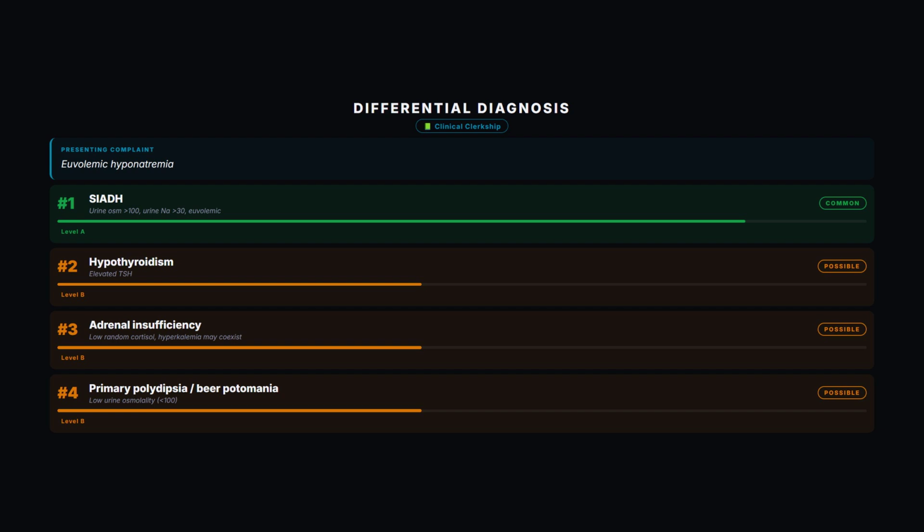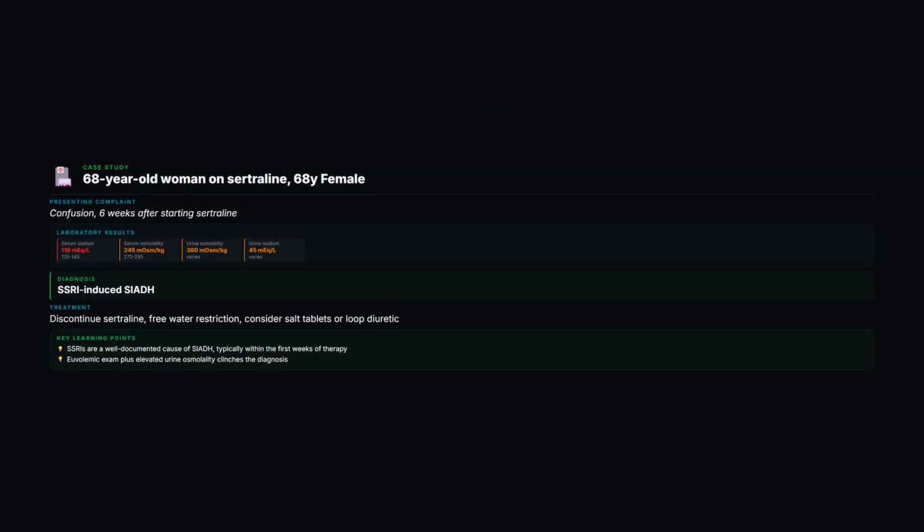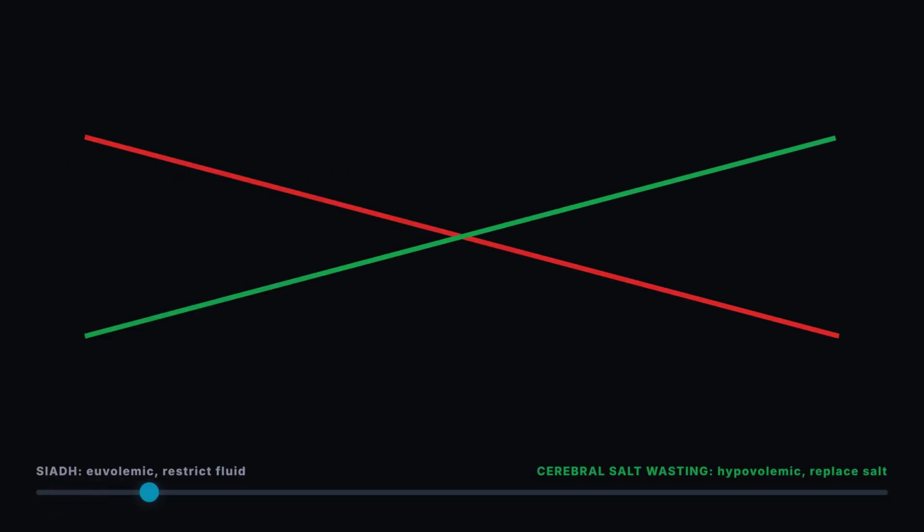A 68-year-old on sertraline for 6 weeks presents with confusion. Sodium is 119, serum osmolality 245, urine osmolality 380, urine sodium 45, and she's clinically euvolemic on exam. This is textbook SSRI-induced SIADH. Stop the offending agent, restrict free water, and consider salt tablets or a loop diuretic if restriction alone isn't moving the number. Don't confuse SIADH with cerebral salt wasting in your subarachnoid hemorrhage patients. The treatments are opposite.